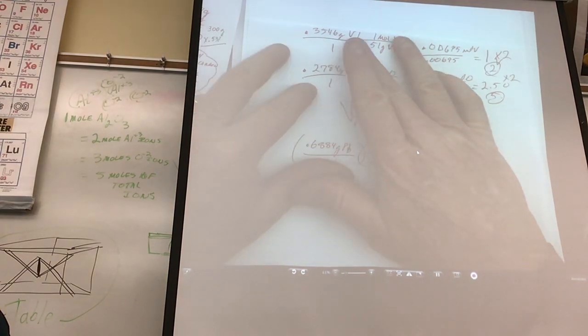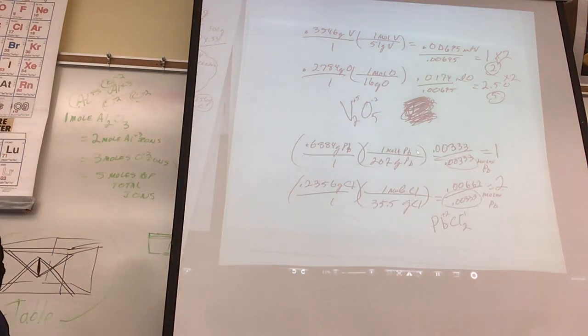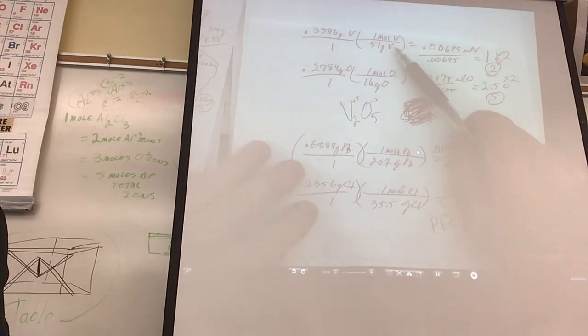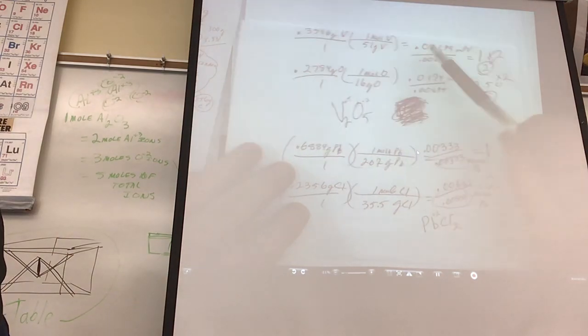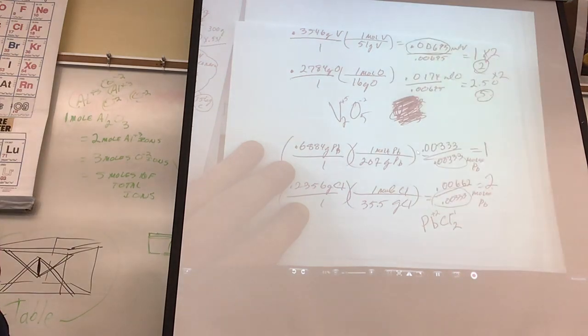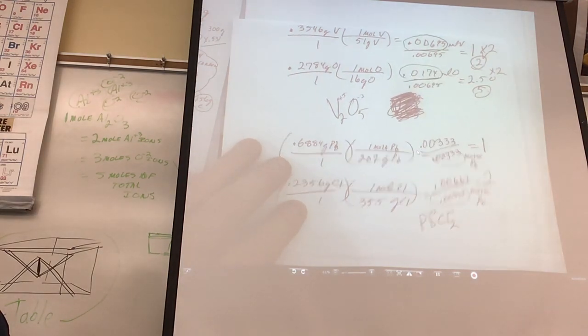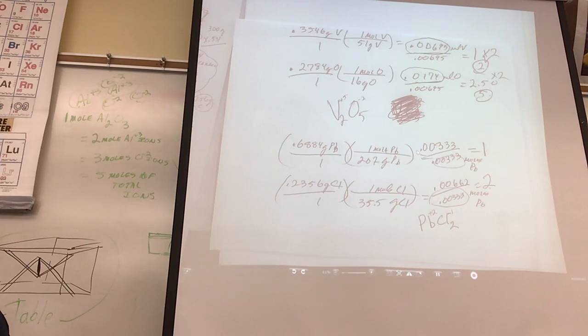Okay, now, guess what? I have grams of vanadium, I have grams of oxygen. That's just like the problem we did. You can't stay in the gram world. What do you have to do to get an empirical formula? Go into the mole world. And again, we've done it over and over. Now, ready? Here's ugly number 1, 0.00695. These are not significant, so you go 1, 2, 3 sig figs. 0.0174, another ugly number.